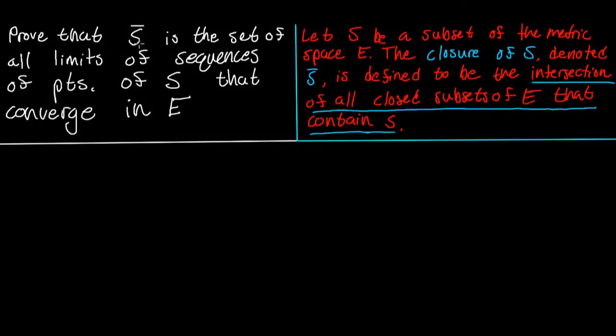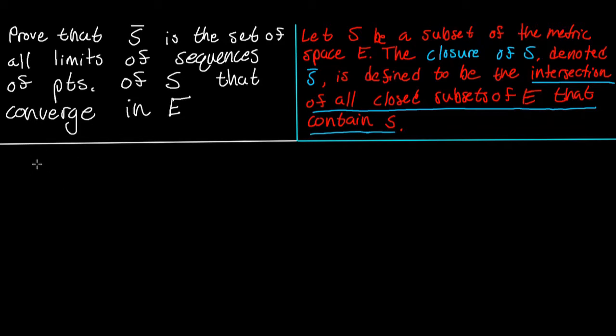Prove that the closure of S is the set of all limits of sequences of points of S that converge in E. And this E is the metric space in which S lives. So S lives in the metric space E. So let me rewrite this statement in a little bit of a different way so that we can get a firmer grasp of what they're asking.